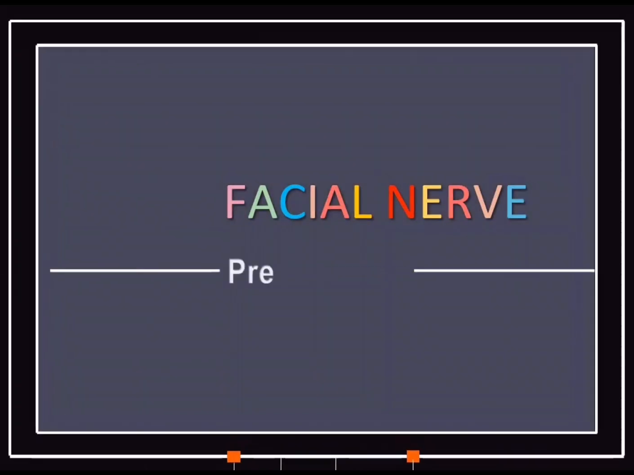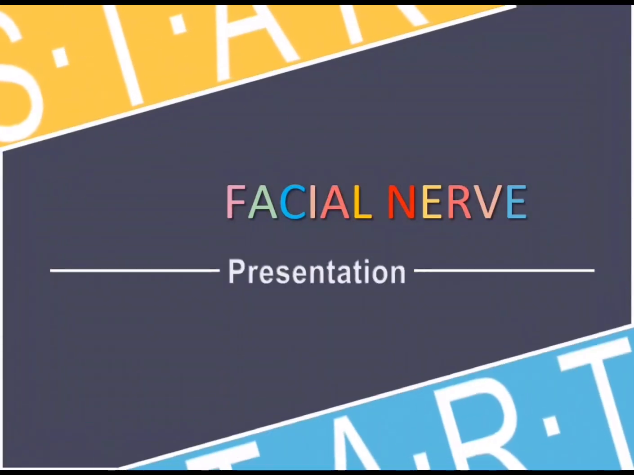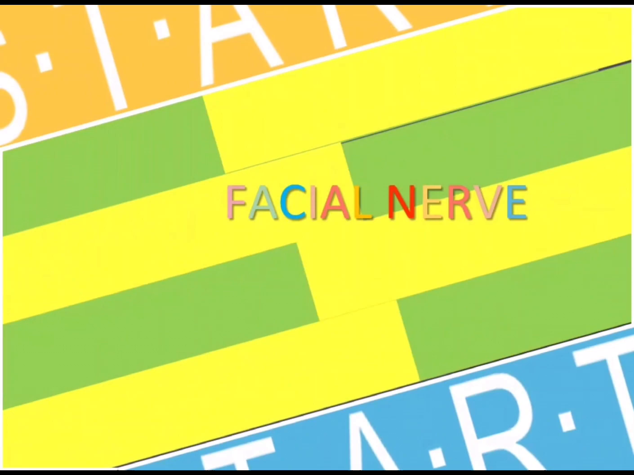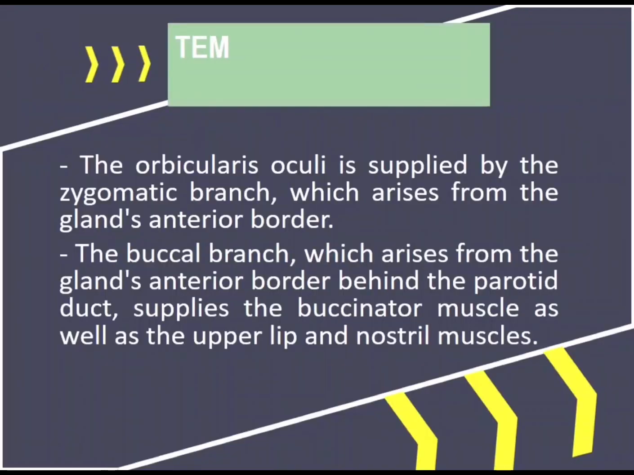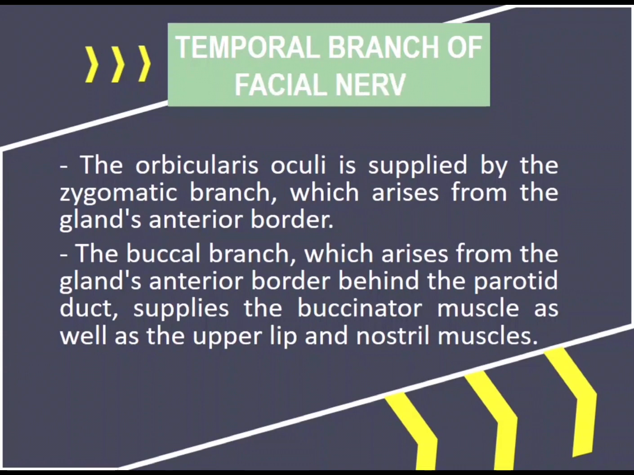For the last topic related to the face, introducing the facial nerve. As the facial nerve runs forward in the substance of the parotid salivary gland, it divides into its 5 terminal branches. First is the temporal branch, which supplies the anterior and superior auricular muscles, the occipitofrontalis frontal belly, orbicularis oculi, and corrugator supercilii. Second, the orbicularis oculi is supplied by the zygomatic branch, which arises from the gland's anterior border.